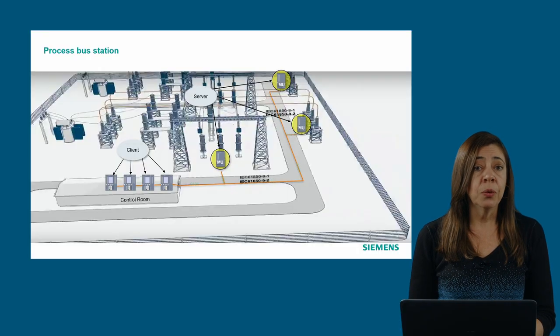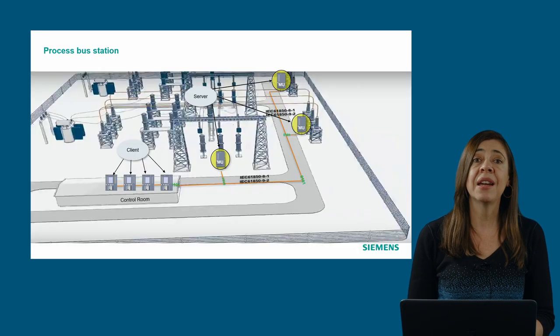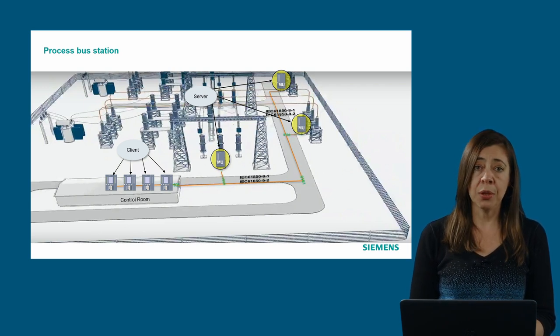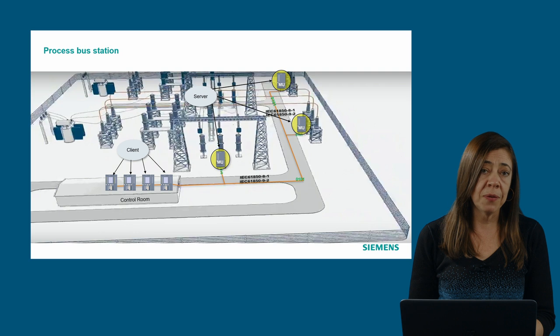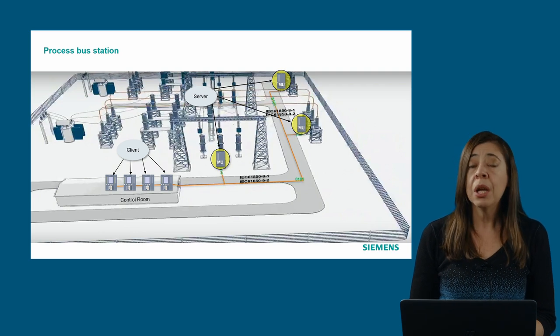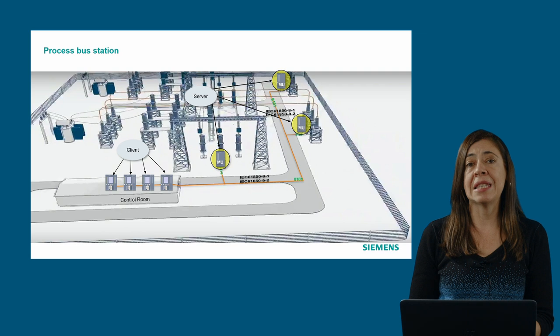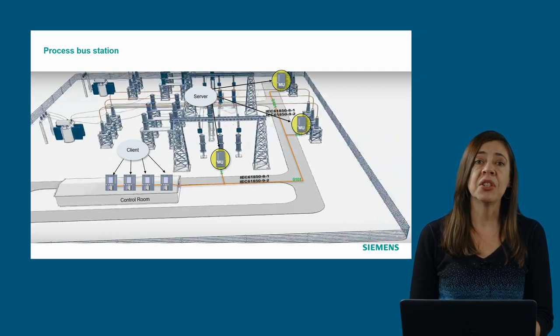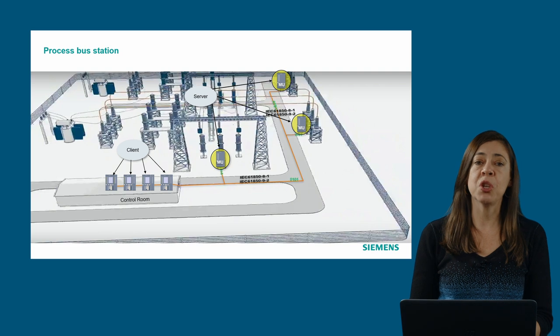In addition to voltage and currents, the merging units are also able to collect other types of information and transmit it to the network. For the sampled values, we use the IEC 61850-9-2, and for all other types of information, we use the IEC 61850-8-1, especially GOOSE messages for the transmission.